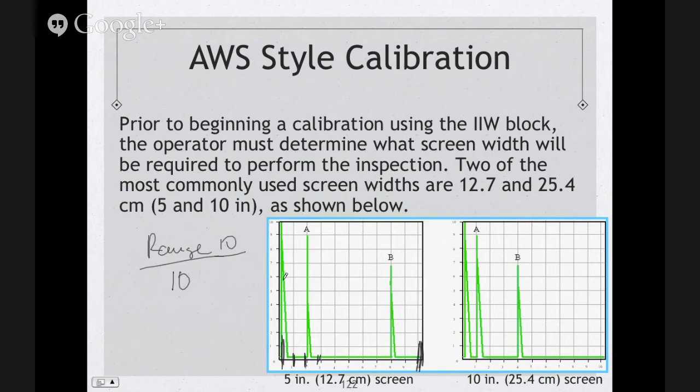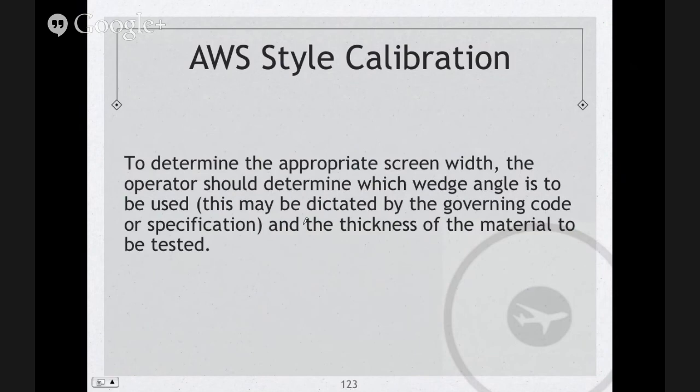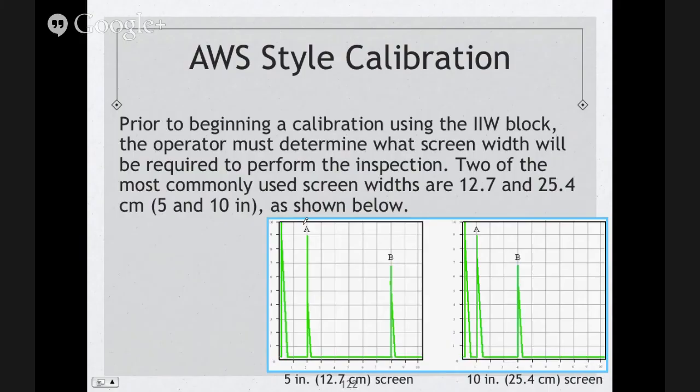To determine the appropriate screen width, a lot of times they will tell you what range to use. Wait a minute. You said if it's 5, each would be 2. No, each would be half, right? Right. Okay. Yeah. Exactly.